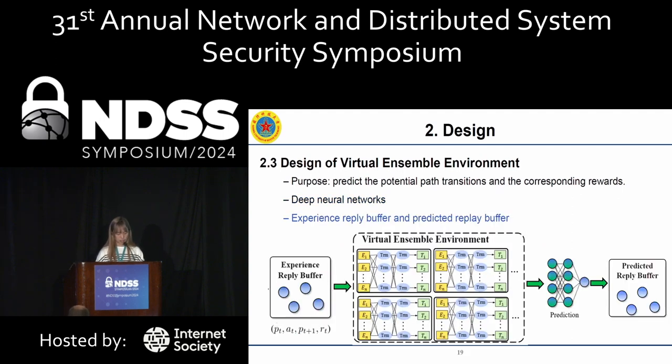The virtual ensemble environment is constructed by deep neural networks and trained by the data provided by the historic replay buffer to imitate the uncertainty of path transitions in fuzzing. We use the Gaussian probability distribution to predict next paths and rewards. To alleviate the issues of epistemic uncertainty, we use the average of the probabilities and rewards predicted from the world deep learning.